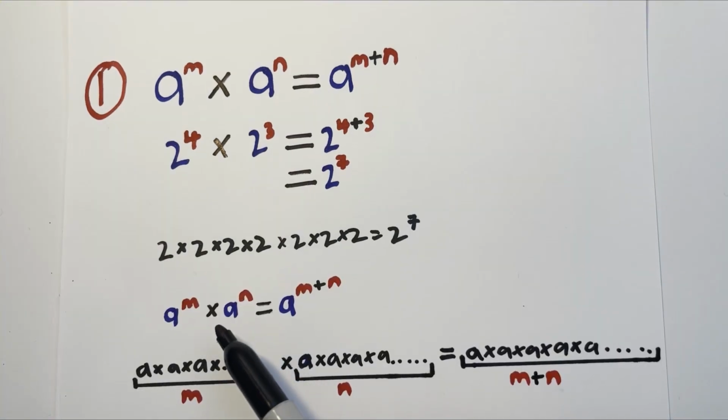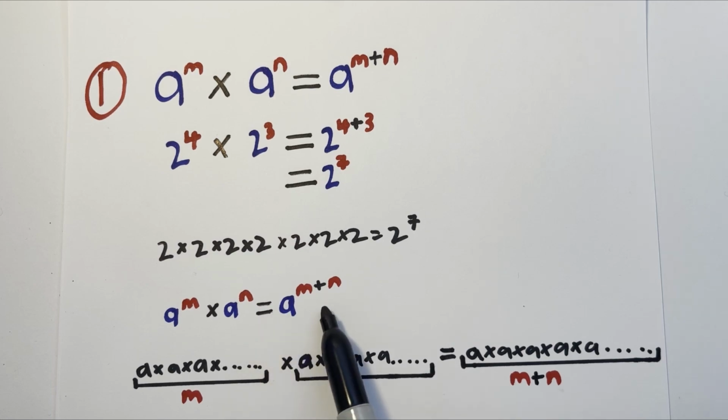Now if we think back to our original expression, using variables to denote our bases and exponents, we've got a times a times a, and then we've got an m number of a's, multiplied by a multiplied by a multiplied by a, with another n number of a's. And when you take all of that together, multiplied together, you would get m plus n number of a's, which would equal a raised to the m plus n power.